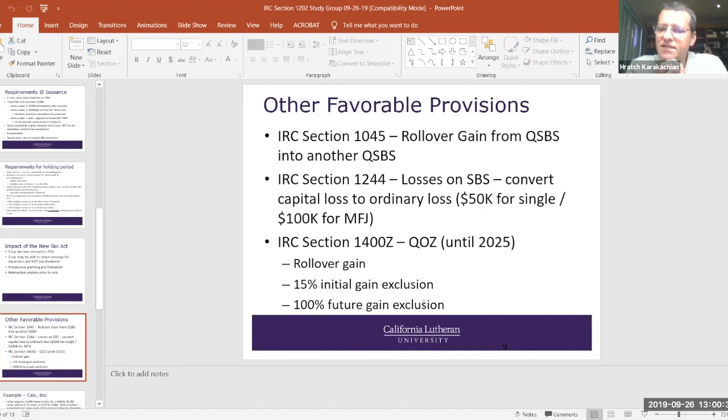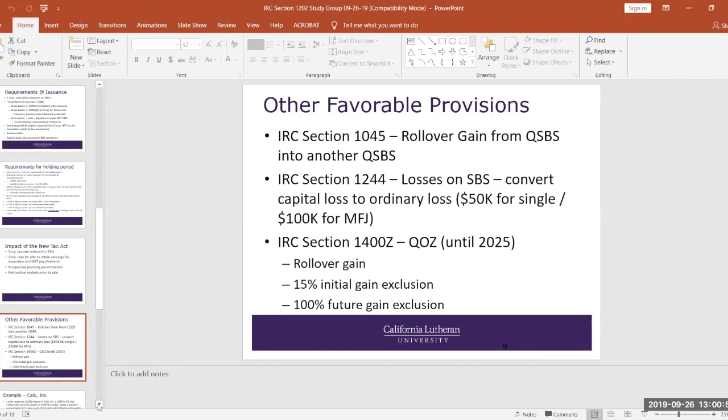However, an opportunity zone does not have to be a corporation. It could be a partnership or a limited liability company, it could be a sole proprietorship, and it could also be a corporation. But in order to get the 1202 benefit, the opportunity zone fund has to be formed as a C corporation.